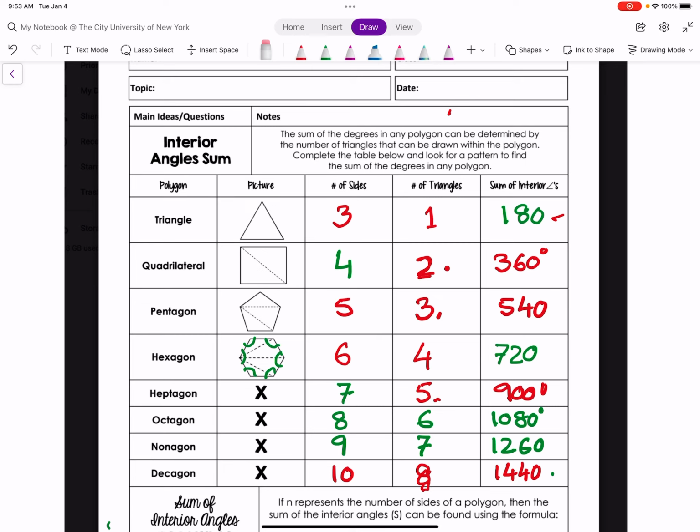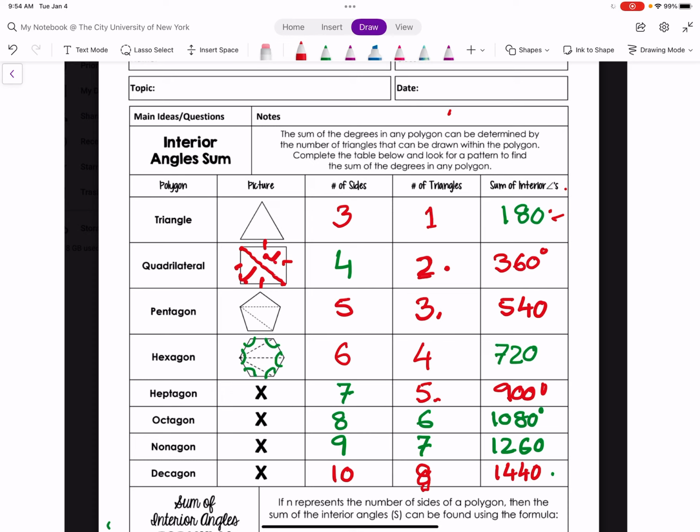If it is a triangle, it has three sides, and the number of triangles you can draw inside is one. All right, and the sum of the interior angles will be 180. And in a quadrilateral, you will have four sides, 1 2 3 4, and you can divide it through this line into two triangles. So 180 plus 180 gives 360.